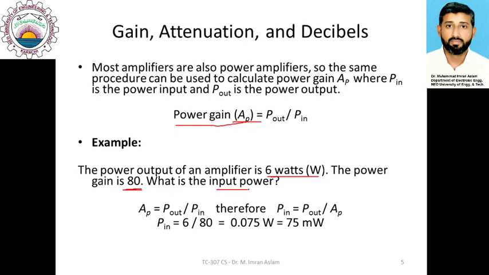So what is the input power? We can calculate the input power directly from the definition of gain. A_P, the power gain, is the ratio of output power to input power, and from here we can calculate the input power to be equal to output power divided by gain. If we substitute the values, we get the input power to be equal to 0.075 watts, or we can write it as 75 milliwatts.